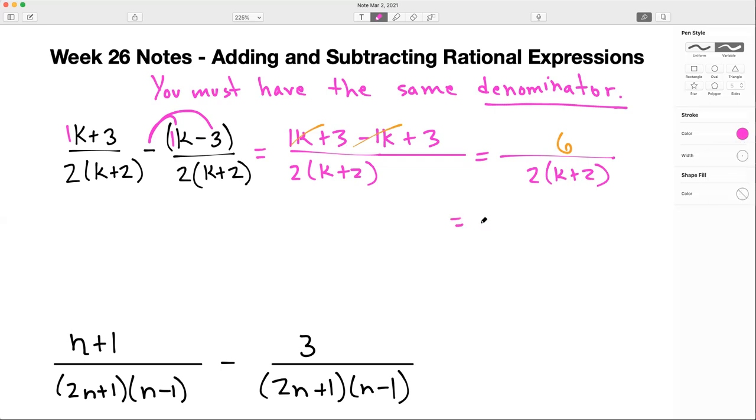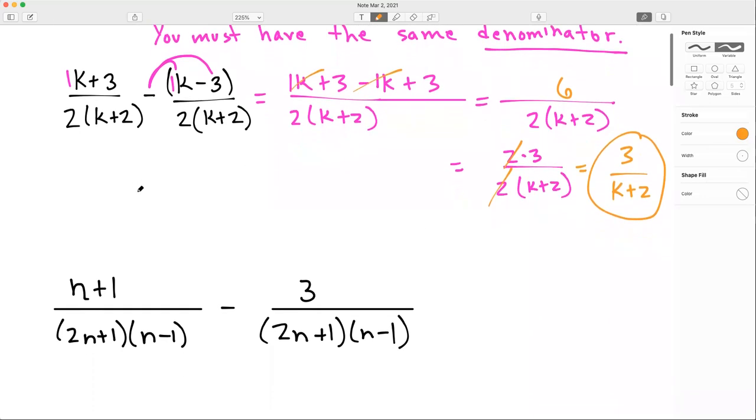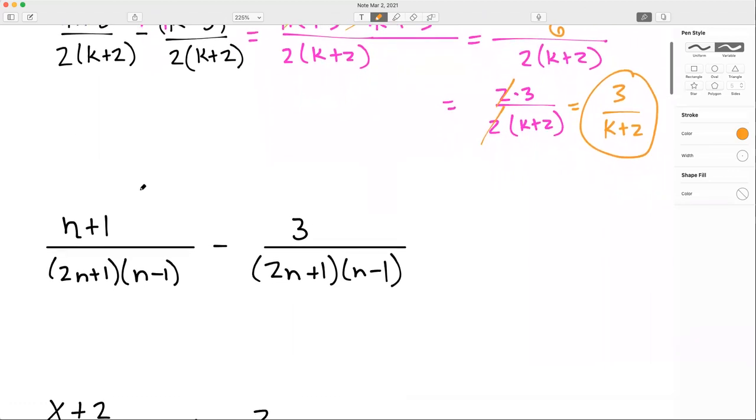All right. So this can actually still be simplified. Why? Because 2 goes into 2, and then 2 goes into 6 as well. So we can take that 6 and write it as a 2 times 3. And then we have this in the denominator still, but then we can cancel out 2's right there. And then our final answer is a 3 over k plus 2. And we're done. So that one wasn't too hard because we had the same denominator. Some of them we won't, but let's do a few more.